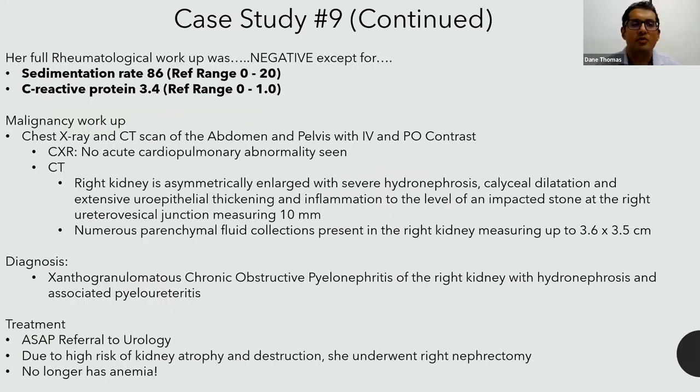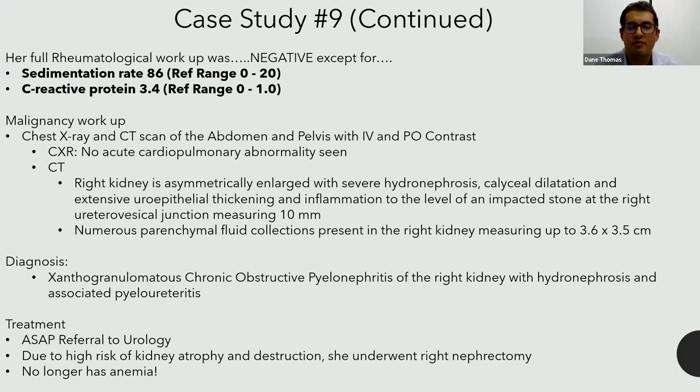So her full rheumatological workup was negative, except for an elevated sedimentation rate of 86 and a C-reactive protein of 3.4. At this point, I had no clue what was going on. I was stumped. So I decided to perform a malignancy workup due to her unintentional weight loss of 20 pounds over the past year. So I ordered a chest x-ray and a CT scan of the abdomen and pelvis with IV and PO contrast.